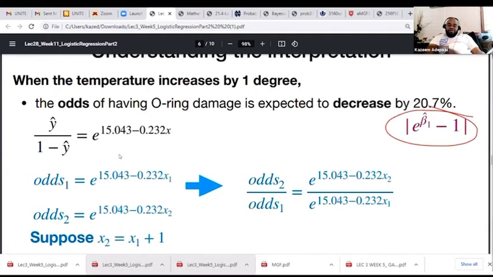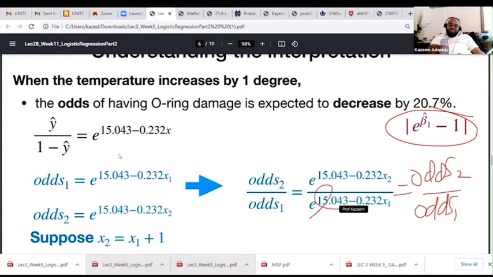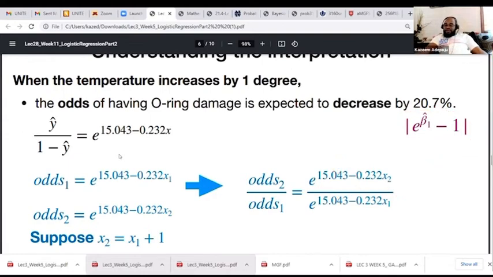And don't forget, the exponential of beta 1 is the ratio of odds that I talked about the other time. That is the exponential of beta 1. Okay, that you plug in there. Take note of that.